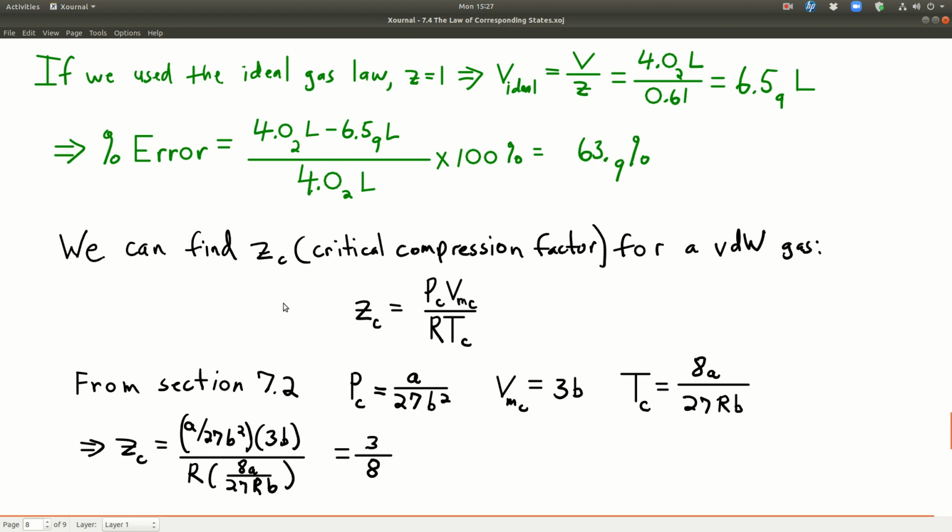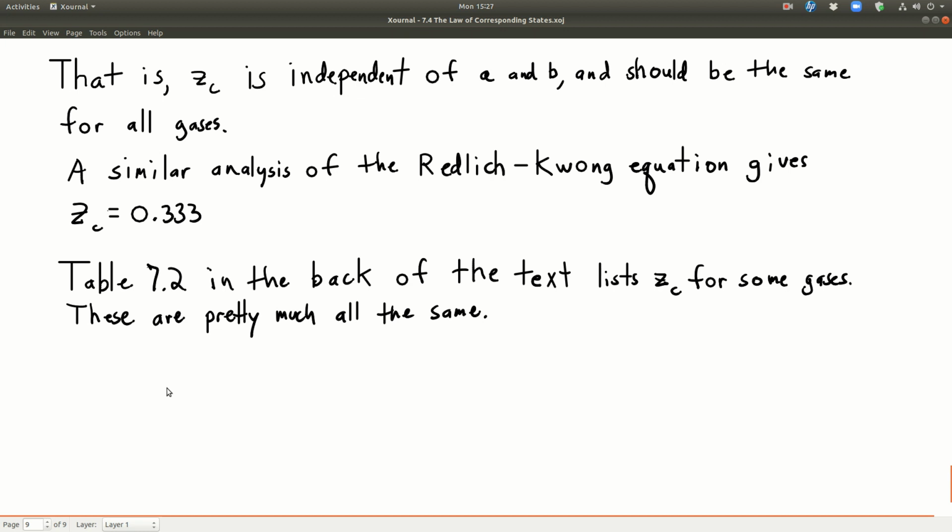What does that say? That says that this predicts that the critical compression factor for all gases should be the same, regardless of the gas. If you do a similar analysis with the Redlich-Kwong equation, it gives you a critical compression factor of 0.333, a little bit less than 3/8.